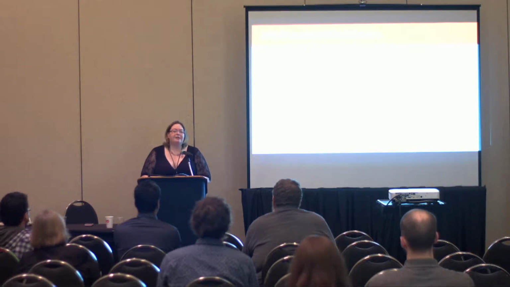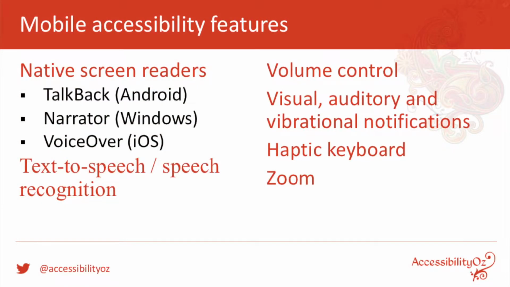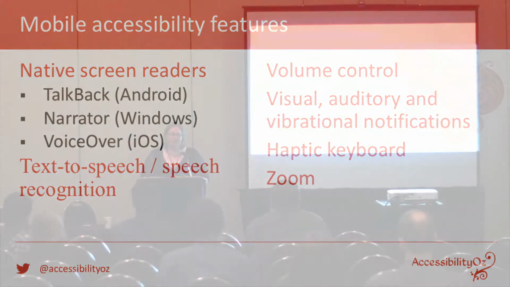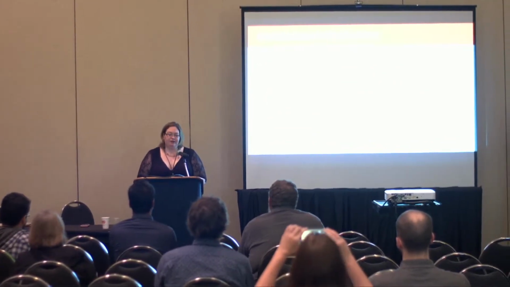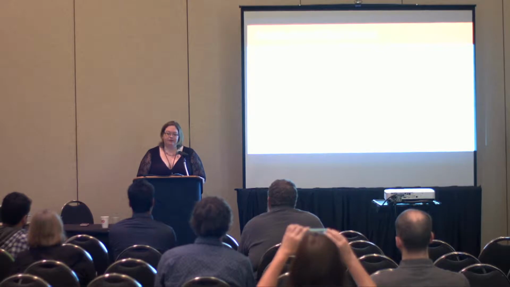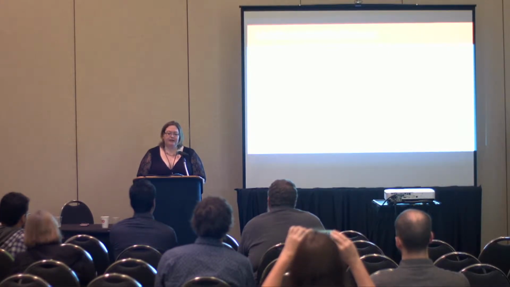So let's talk about mobile accessibility. Mobile accessibility is a little bit different to desktop accessibility. Firstly, there are native screen readers that are inbuilt to the mobiles that you purchase. So with desktop, you often have to purchase a separate screen reader, with the exception of OS, which has VoiceOver installed natively. So on Android, there's a screen reader called TalkBack. On Windows phones, there's a screen reader called Narrator, and on iOS, there's a screen reader called VoiceOver. There's also text-to-speech recognition, volume control, visual, auditory and vibrational notifications, haptic keyboards, and Zoom.